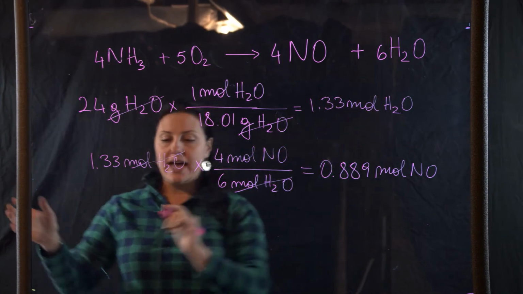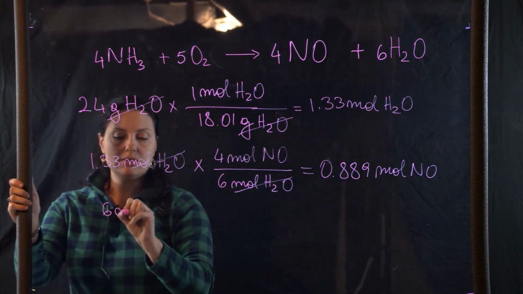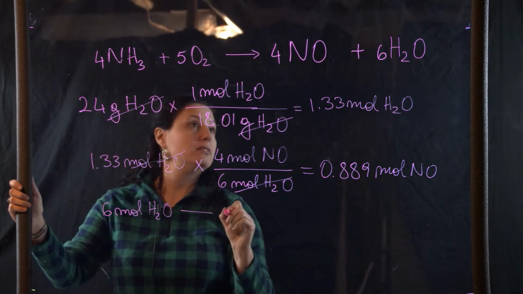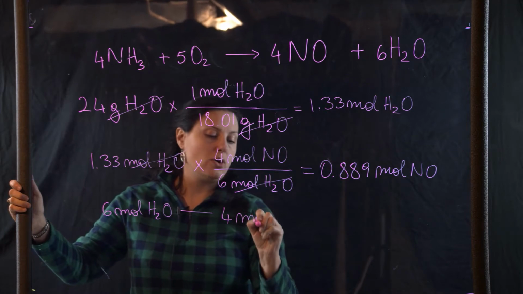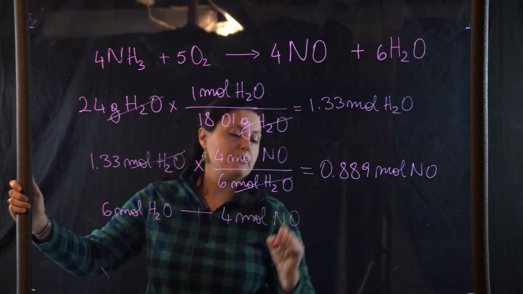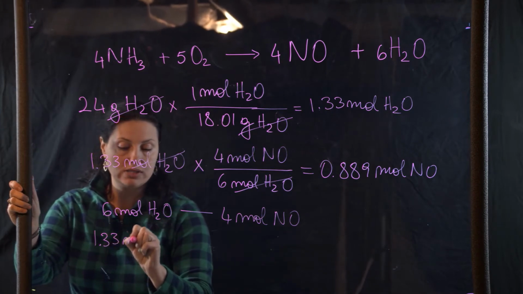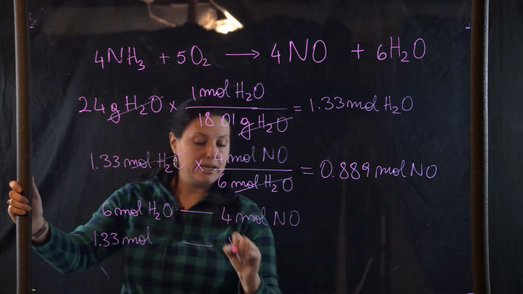What we know is that 6 moles of H2O are made when 4 moles of NO are produced. What if I have 1.33 moles instead? How many X?